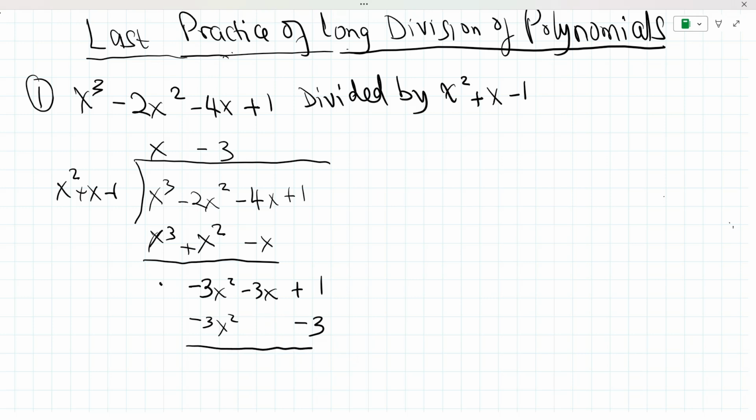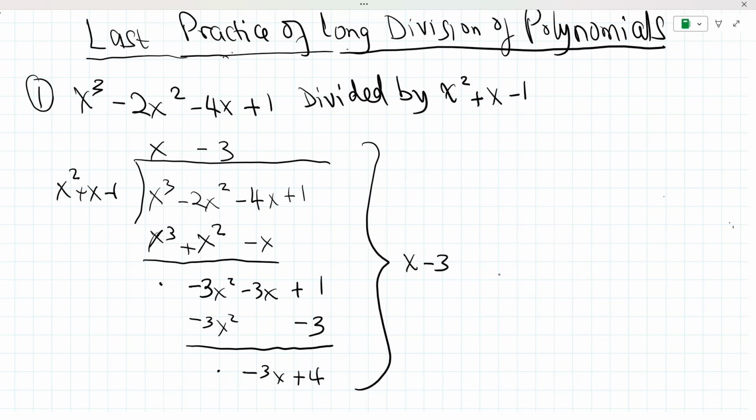And so when we subtract here, minus 3x squared minus minus 3x squared will give us 0. Then we have minus 3x, and 1 minus 3 will give us positive 4. Now you realize that x here is to the power 1, so that's a remainder. And therefore, our answer to this expression becomes x minus 3.